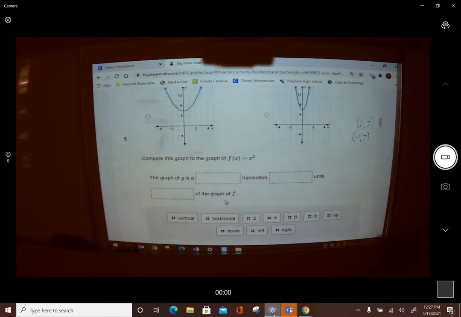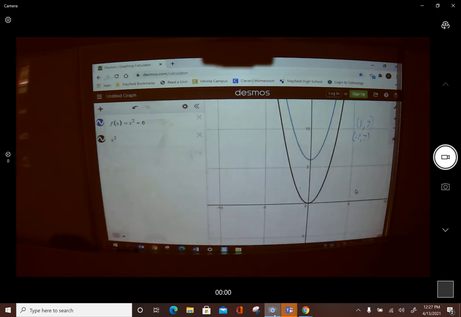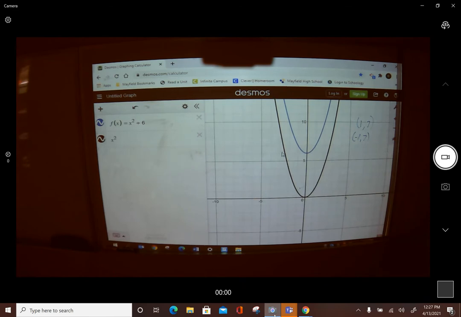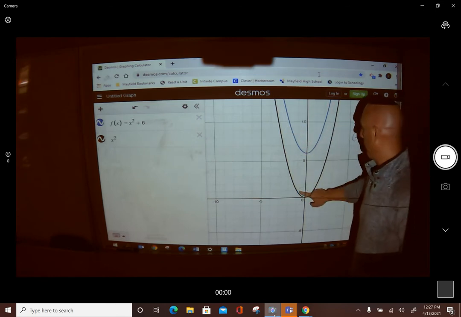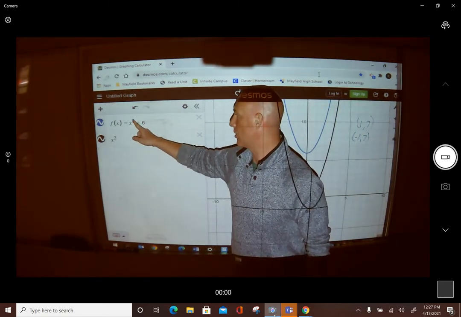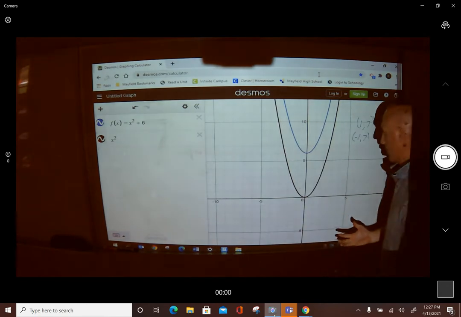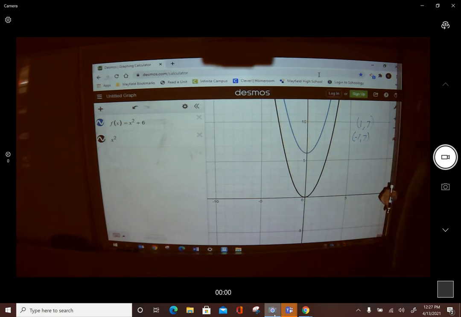So what we're going to do is go into Desmos and just graph x squared also, okay? So now we have x squared. And if I compare these, x squared is the original. That's called the parent function. It's just x squared by itself. What they're saying is, how did I get to the blue graph starting from the black graph? In other words, starting with x squared, what happened when I changed it to x squared plus 6? And I hope it's a pretty easy thing to see. I took this and moved it up 6 units, okay?